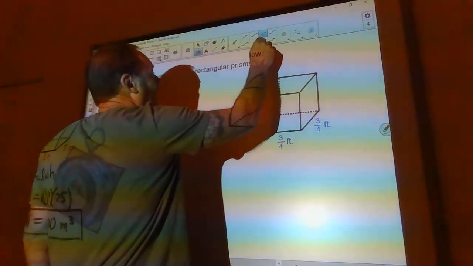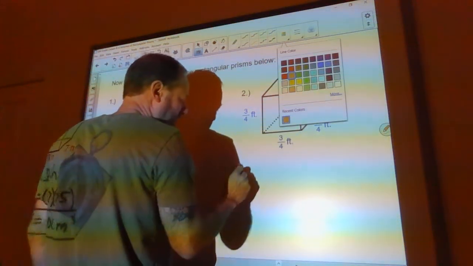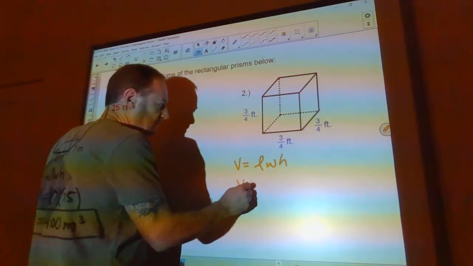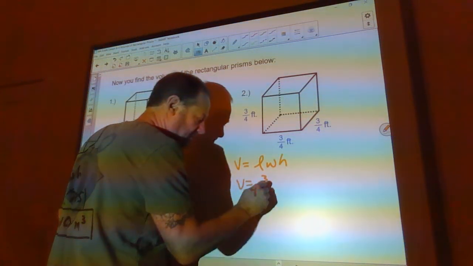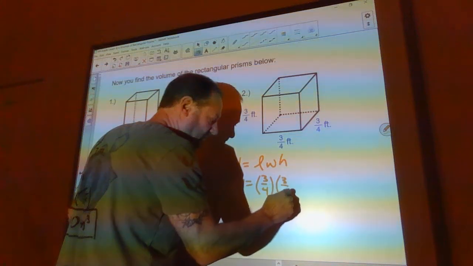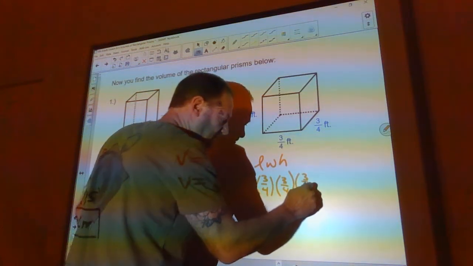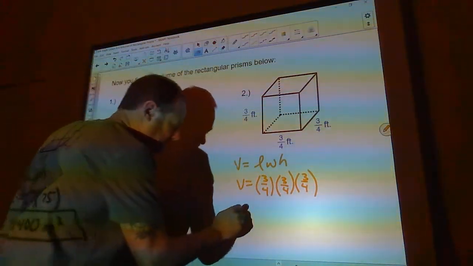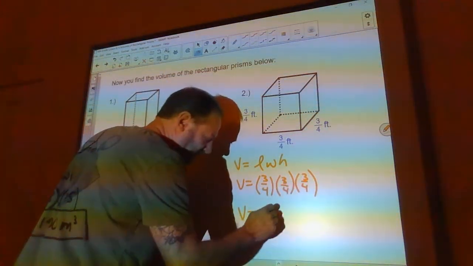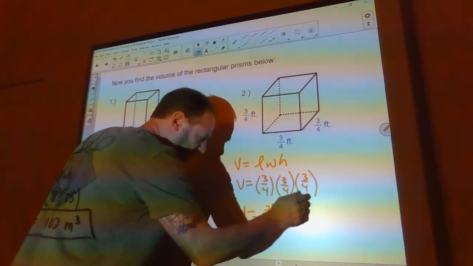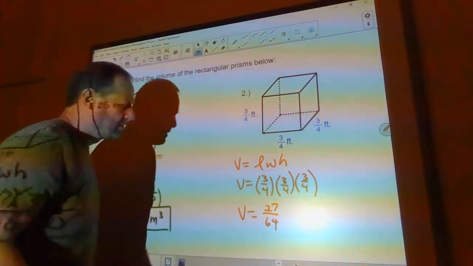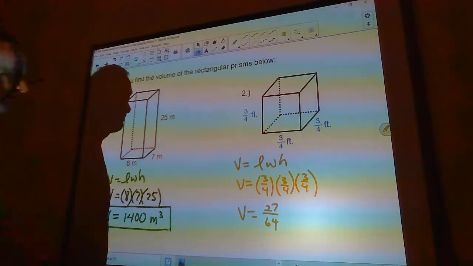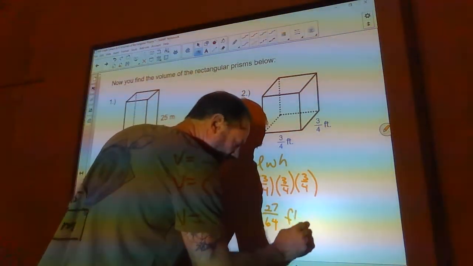All right, next one. Volume is length times width times height. Volume is going to be 3/4 times 3/4 times 3/4. This is a cube, by the way. Okay, so let's see. 3 times 3 times 3, that's 27. 4 times 4 times 4, that's 64. And I don't think that reduces. So I'm just done with that one. That was pretty easy. This is in cubic feet.